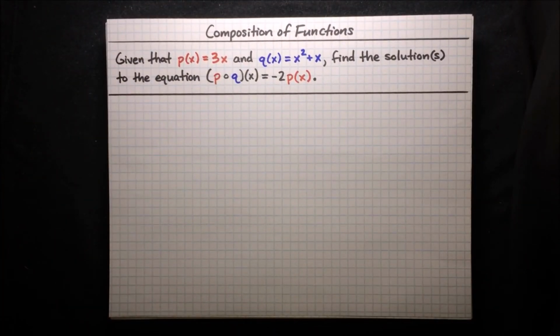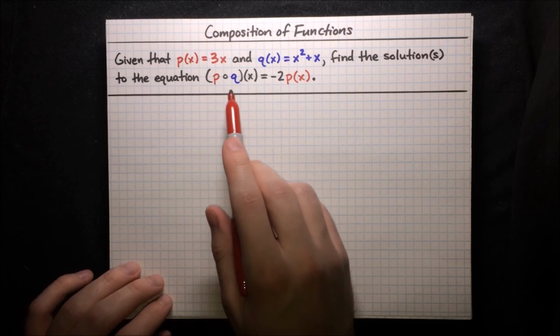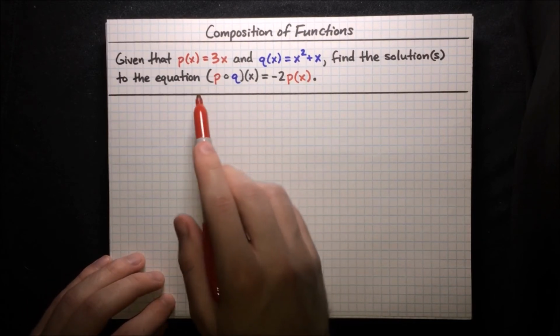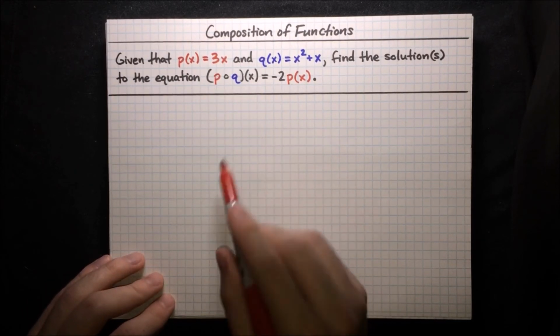Here's another problem. Given that p of x equals 3x and q of x equals x squared plus x, find the solutions to the equation p of q of x equals negative 2p of x. So why don't we just go ahead and compute this p of q of x, get a nice expression with just x in there, and we'll also simplify the right-hand side.